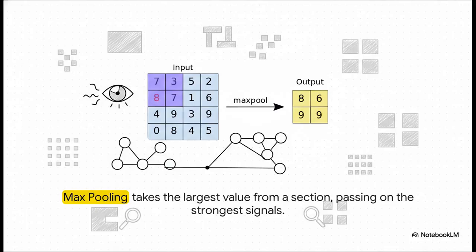And a really common way to do this is called max pooling. It's actually pretty simple. The layer looks at a small section of the feature map, say a 2x2 square, and it just picks the single biggest number from that square. That's it. By only keeping that maximum value, it's making sure that only the strongest signal, the most obvious feature in that little area, gets passed on. It's a really clever way to get rid of the noise without losing what's important.